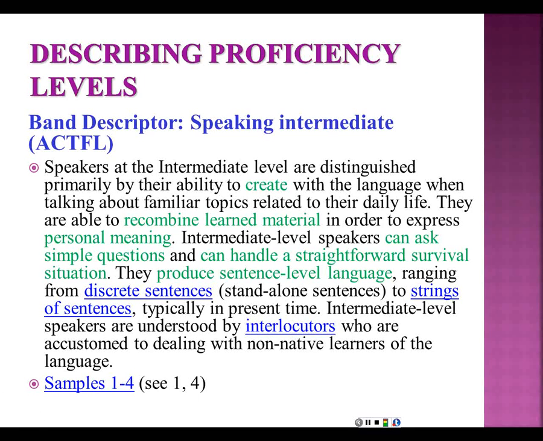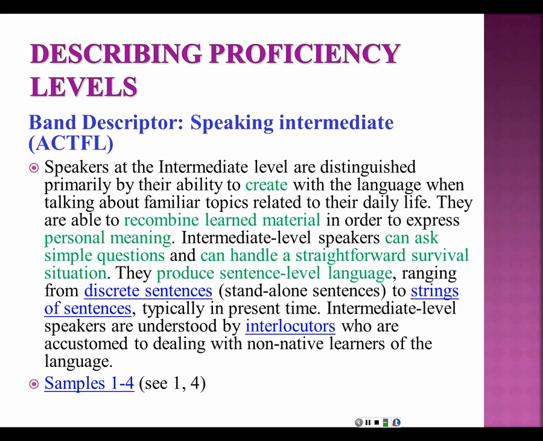Okay, so speakers at the intermediate level, for example, and this is for speaking, okay, for the skill of speaking. They are distinguished primarily by their ability to create with the language when talking about familiar topics related to their daily life. They are able to recombine learned material in order to express personal meaning. This goes beyond, as you can see, the basic level where they would not be able to create language.